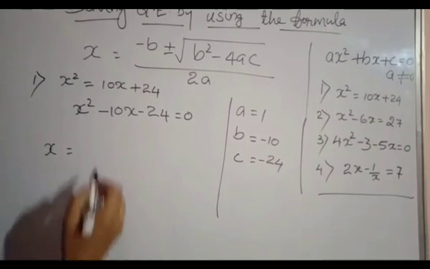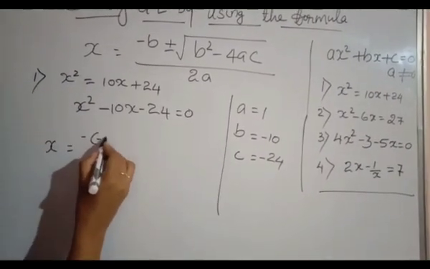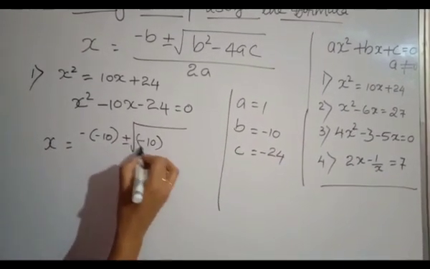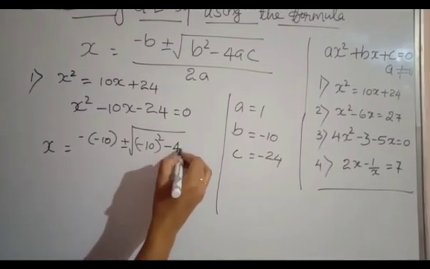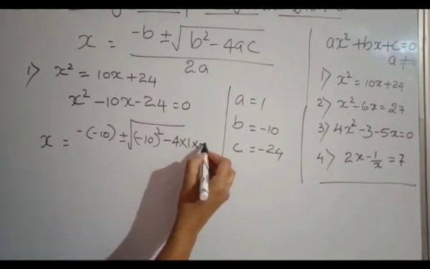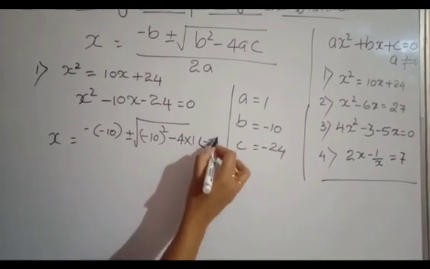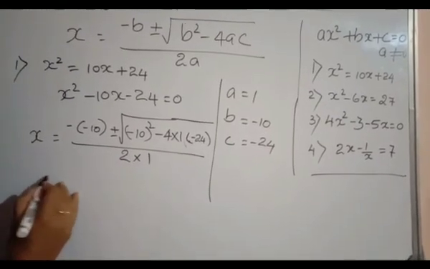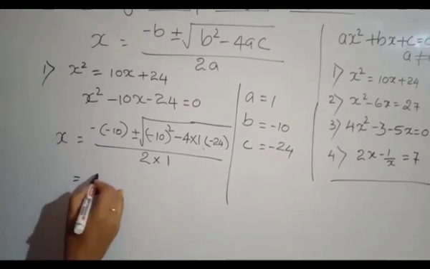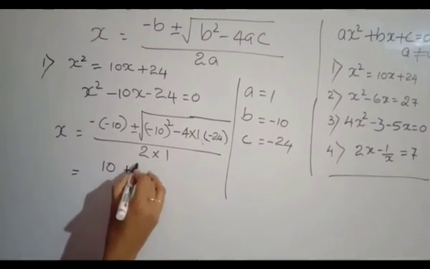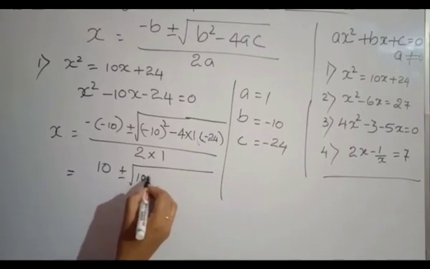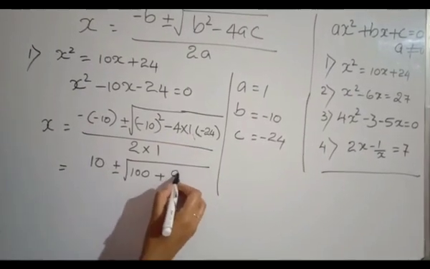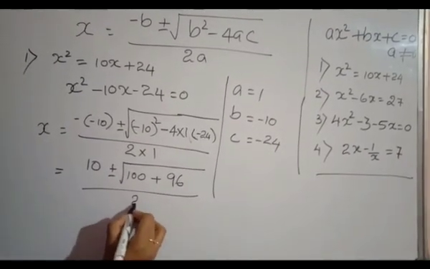So what we are going to get is minus b. So minus of minus 10 plus or minus root of b square, minus 10 the whole square, minus 4 into what is a? 1 into c is minus 24. Put this in bracket. Whole divided by 2 into 1. This is equal to minus into minus plus 10 plus or minus root of square of 10 is 100. Again minus into minus plus 24 into 4 is 96 divided by 2.